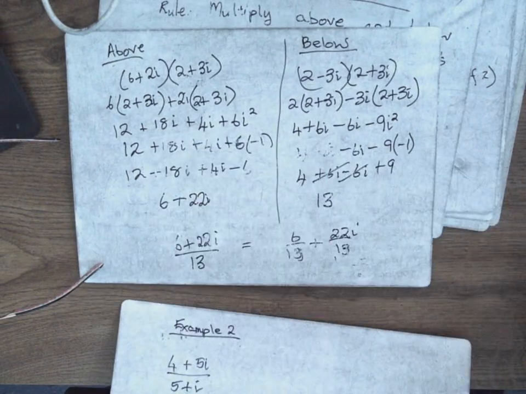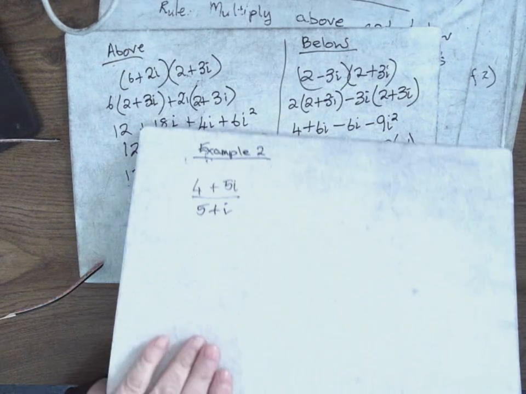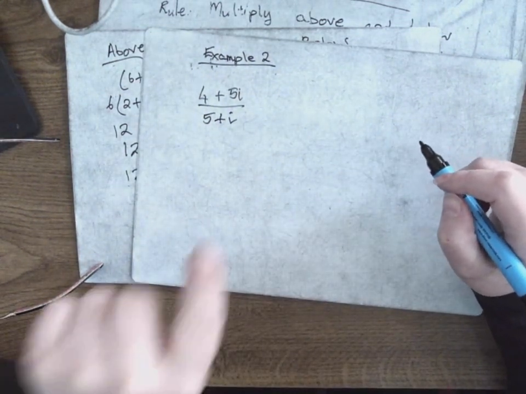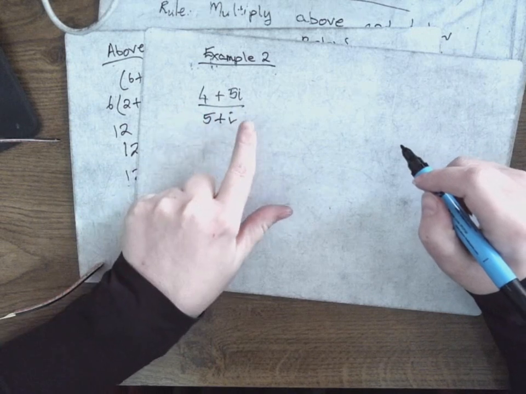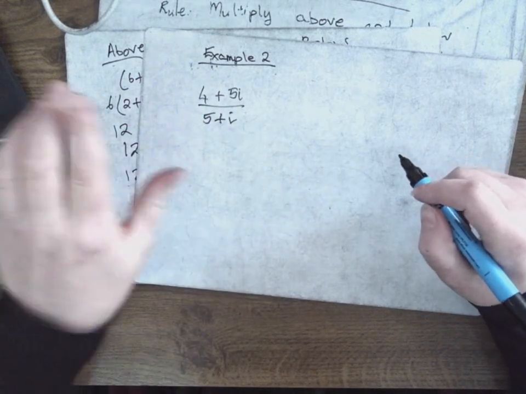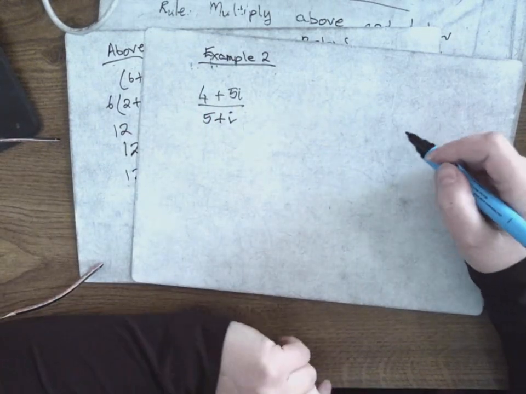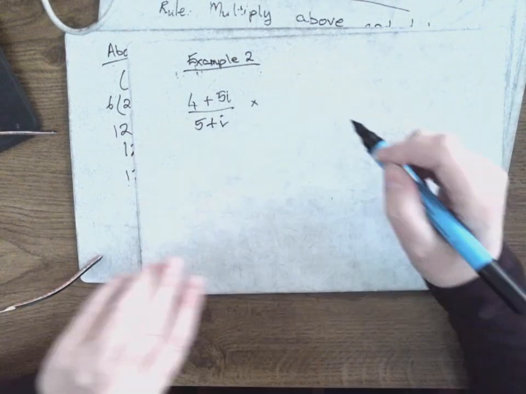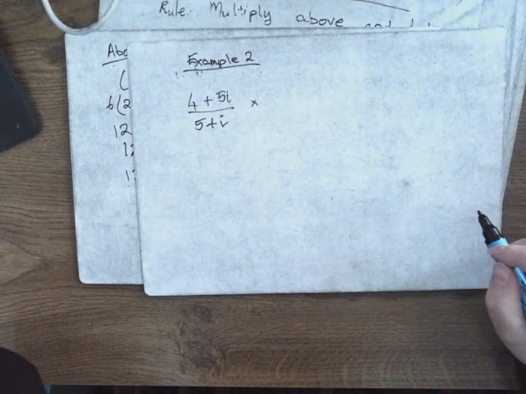Are we okay for example 2? Can I move it up? Right, okay. Example 2. So again, it's a division. It's 4 plus 5i over 5 plus i. Remember, over means divided by. So the rule is you multiply above and below by the conjugate of what's below.